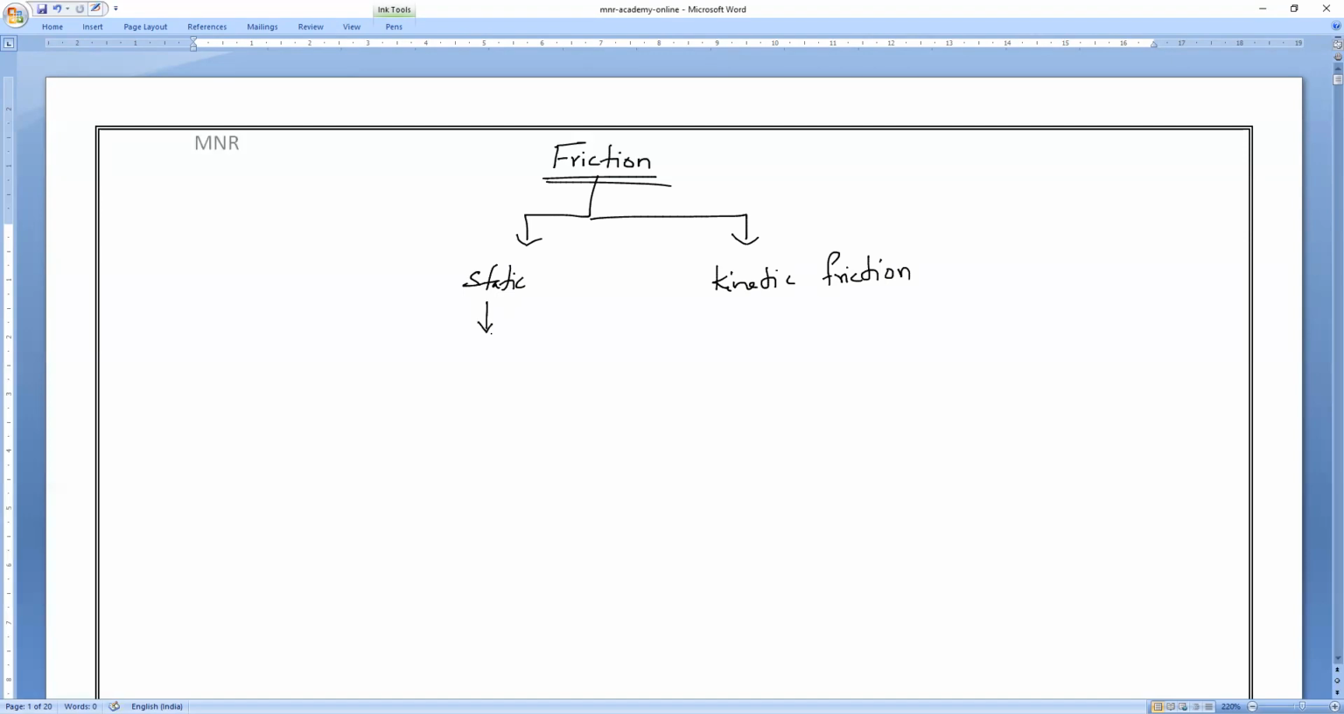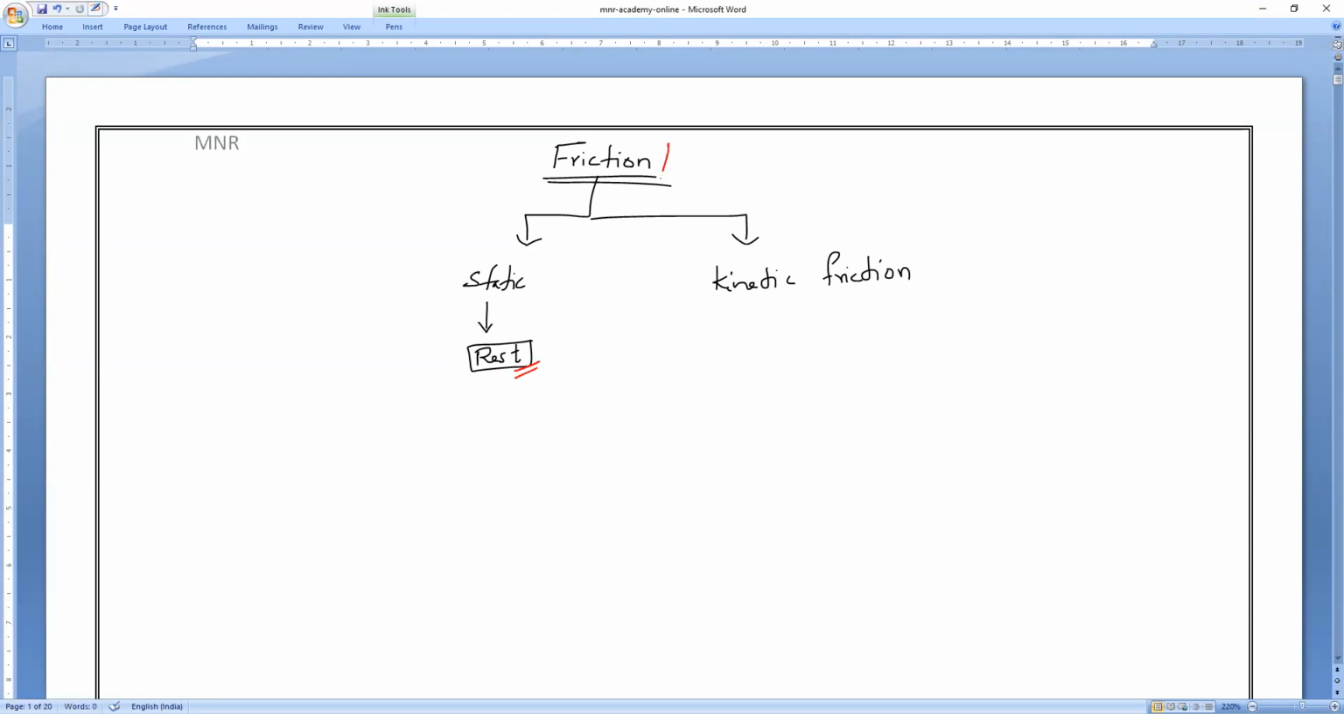The same thing which you studied in the lower classes, the same definition will continue here. Static friction means the friction possessed by the body when it is in a state of rest. Imagine you are in class 8 and want to say the definition: static friction means the force exerted when the objects are at rest.